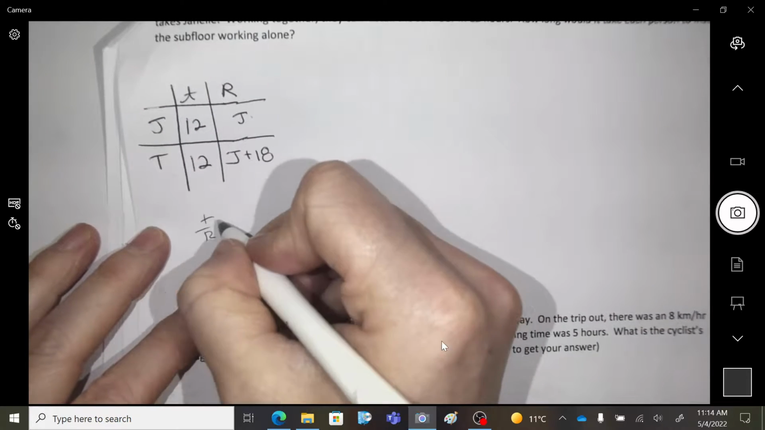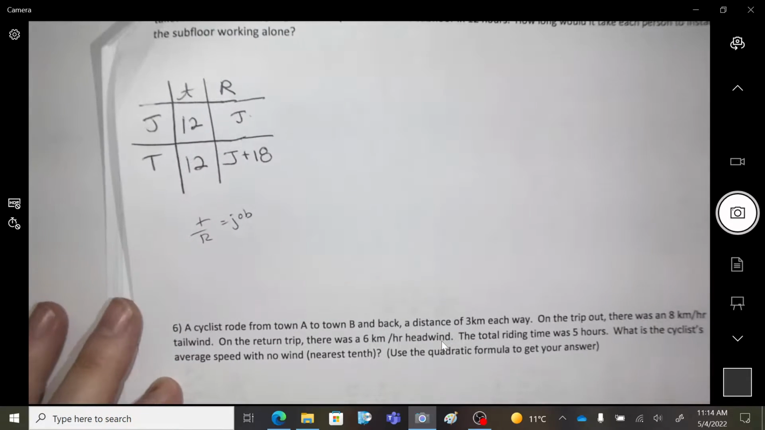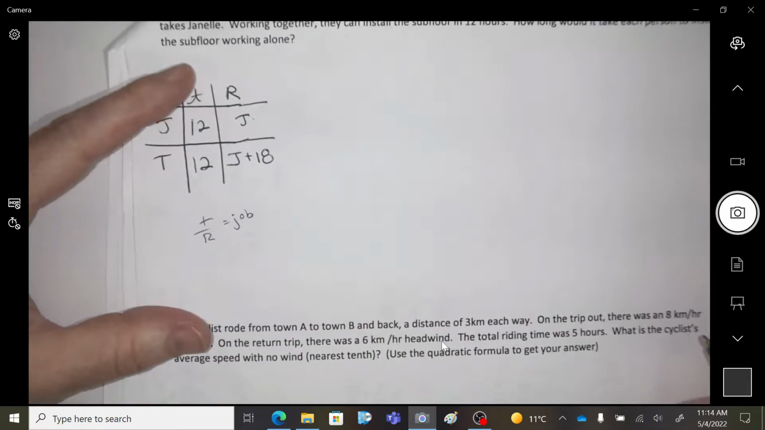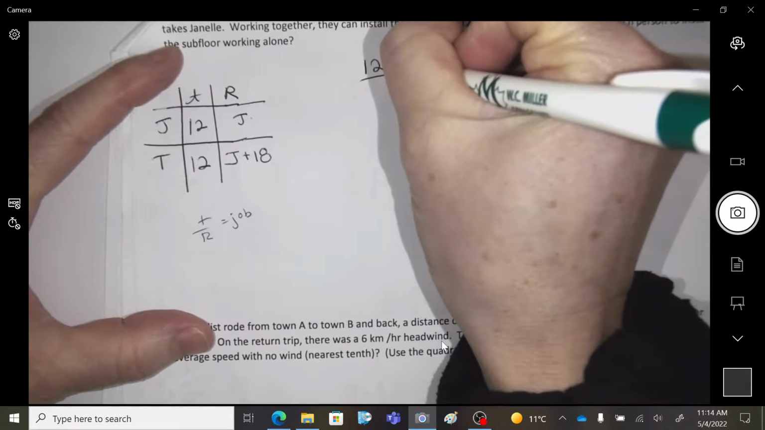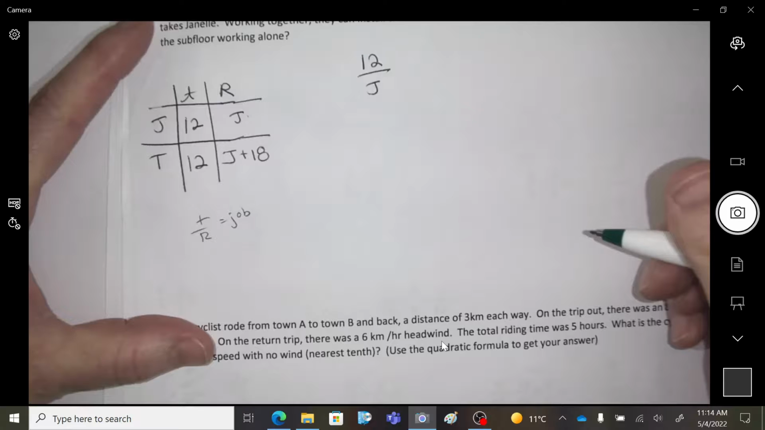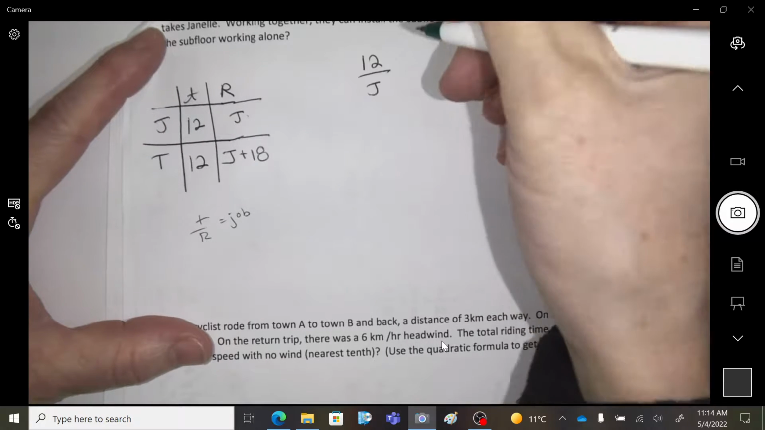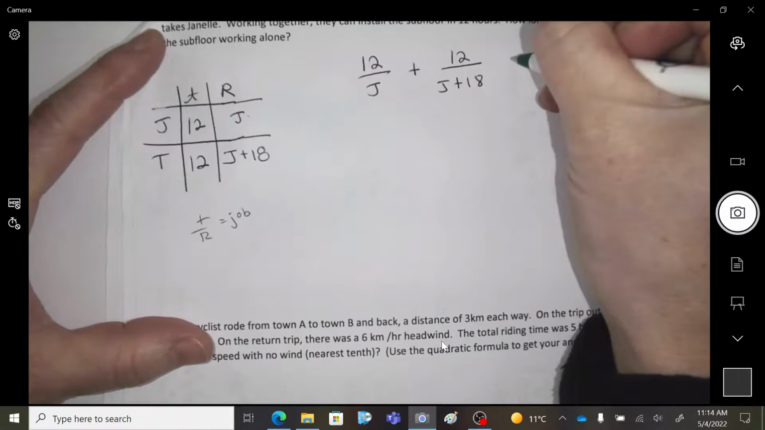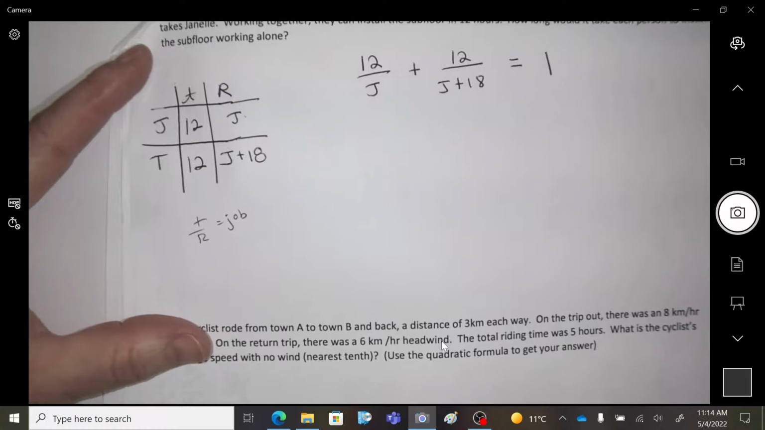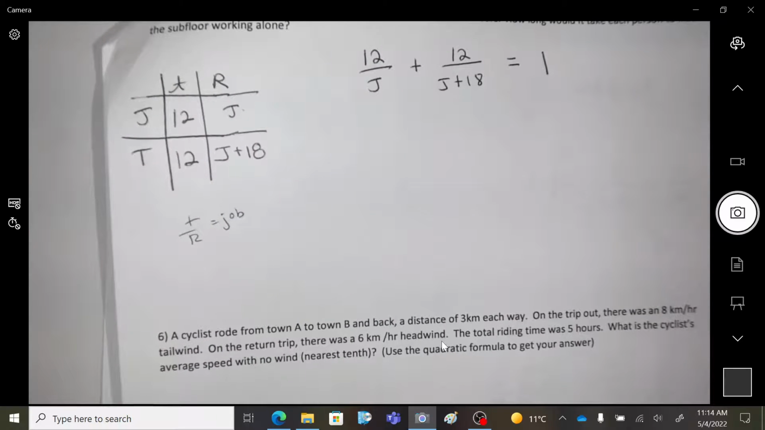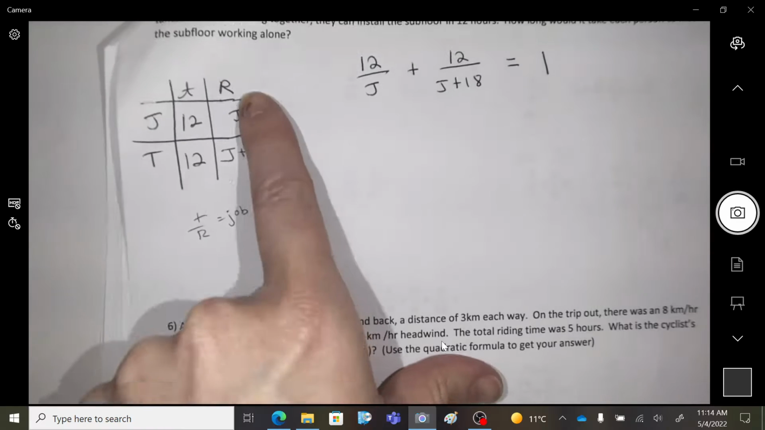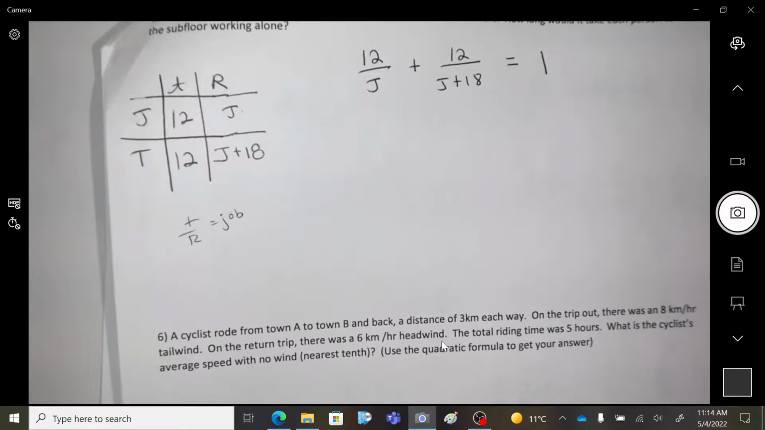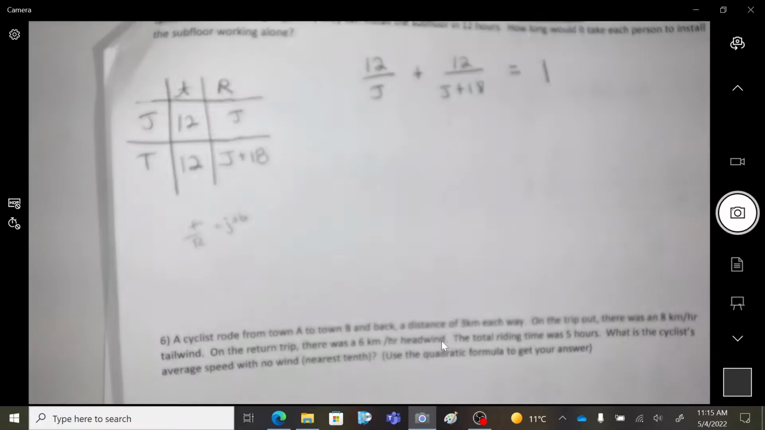Okay, so then when we set these problems up, we do time over rate equals job, right? Time over the rate. So 12 over J, Janelle's job, plus time over rate, Tanya's job. Together, they do the whole job. Okay, so this is the same as yesterday in that sense. It's just that this is a little bit different right there.